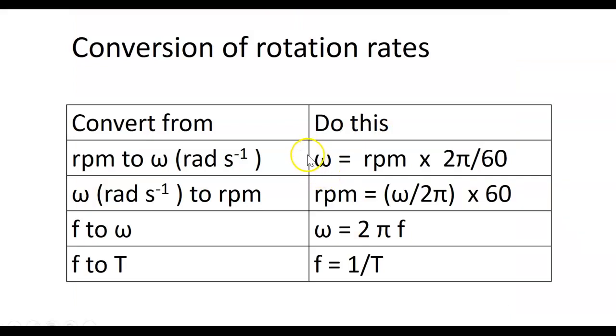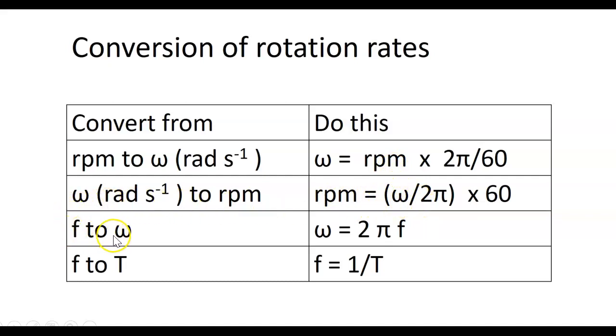Typically in this topic you need to do several conversions. The commonly used RPM will always need to be converted to radians per second if you're going to use omega in an equation. And so to do that, over here, to calculate the angular velocity, we take the RPM value, we multiply it by 2 pi and divide by 60. The inverse operation to go from omega to RPM would simply be rearranging the equation above. So we get RPM equals omega over 2 pi times 60.